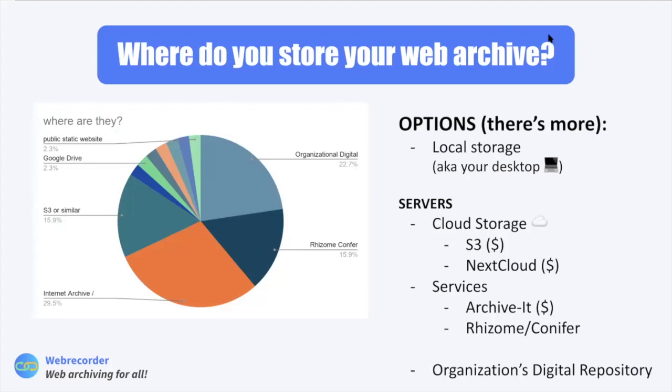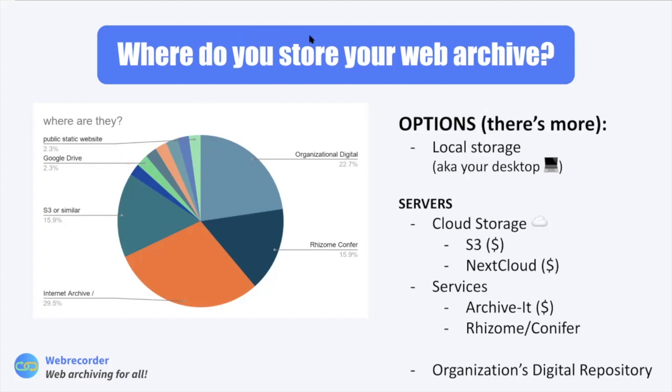As you can see, Internet Archive and organizational digital repository are the main places that users currently store their archives. And this is from all of your responses. Conifer is also up there, as well as S3. And then we had a few other responses, including Google Drive and other things.